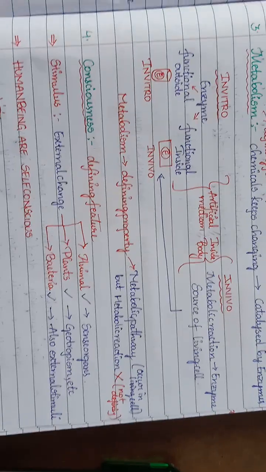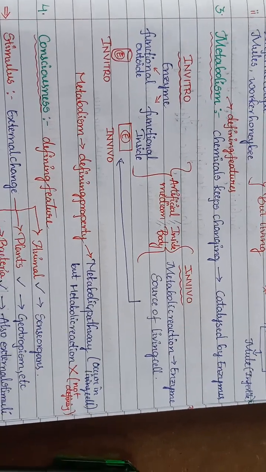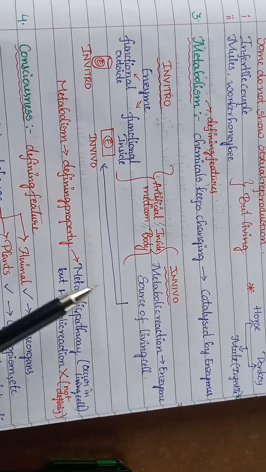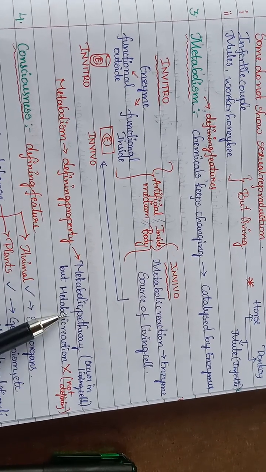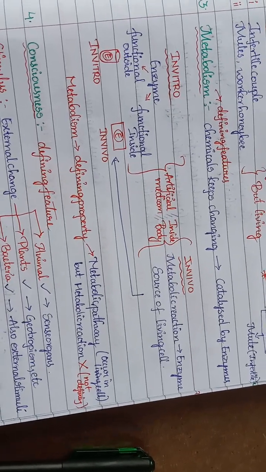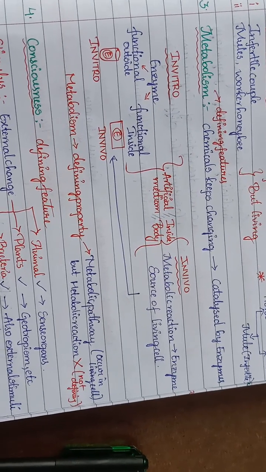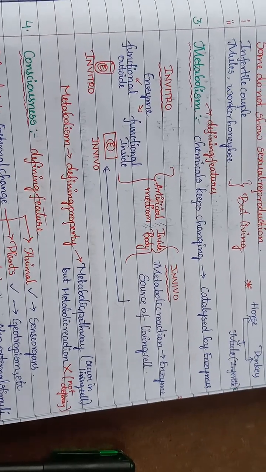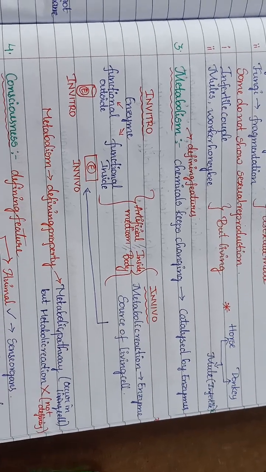Now we can tell that metabolism is a defining property only as a metabolic pathway. The pathway occurs in a living cell, but metabolic reactions are not defining, right? Because they can occur in vitro also, in test tubes and artificial mediums, right? So the metabolism which occurs in living cells is the only one considered a defining character of living organisms.